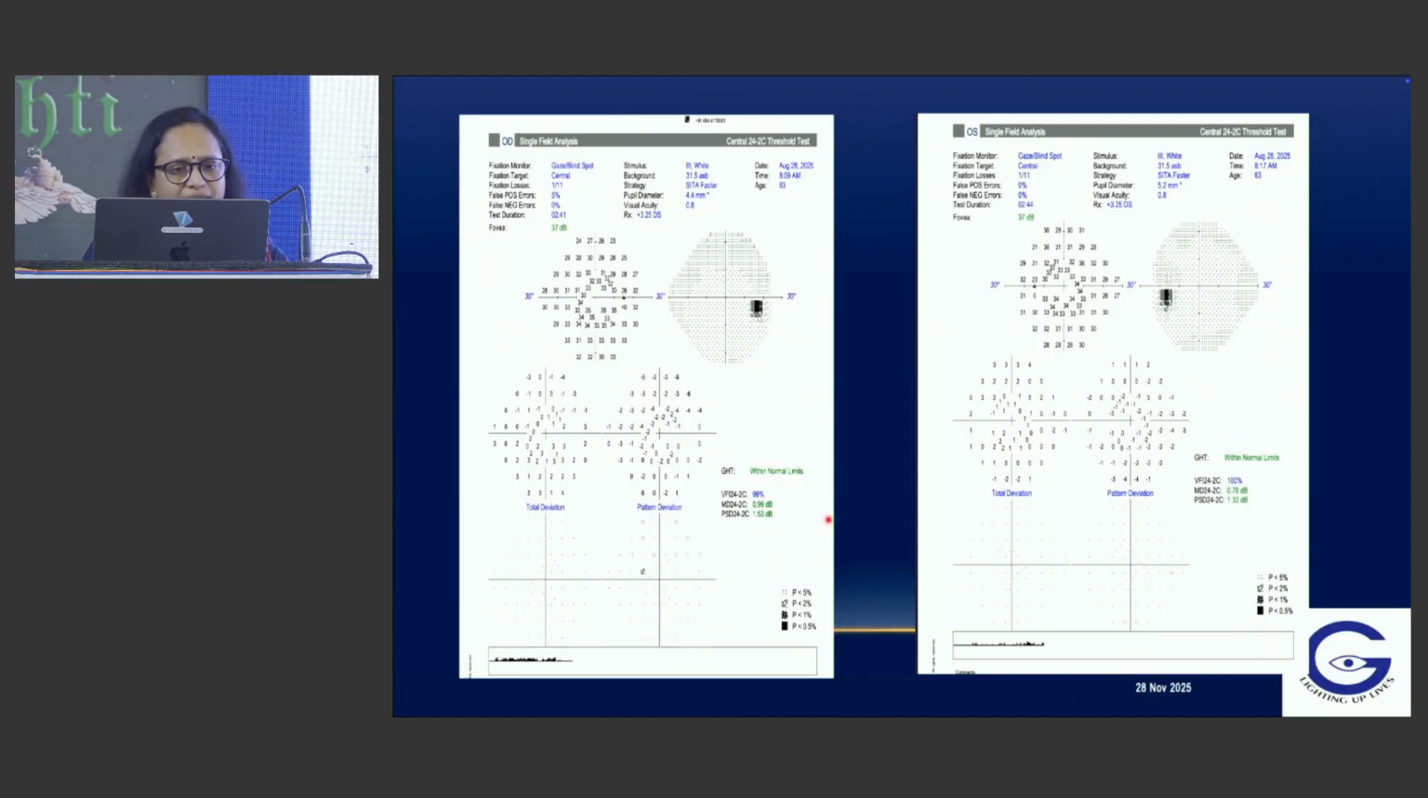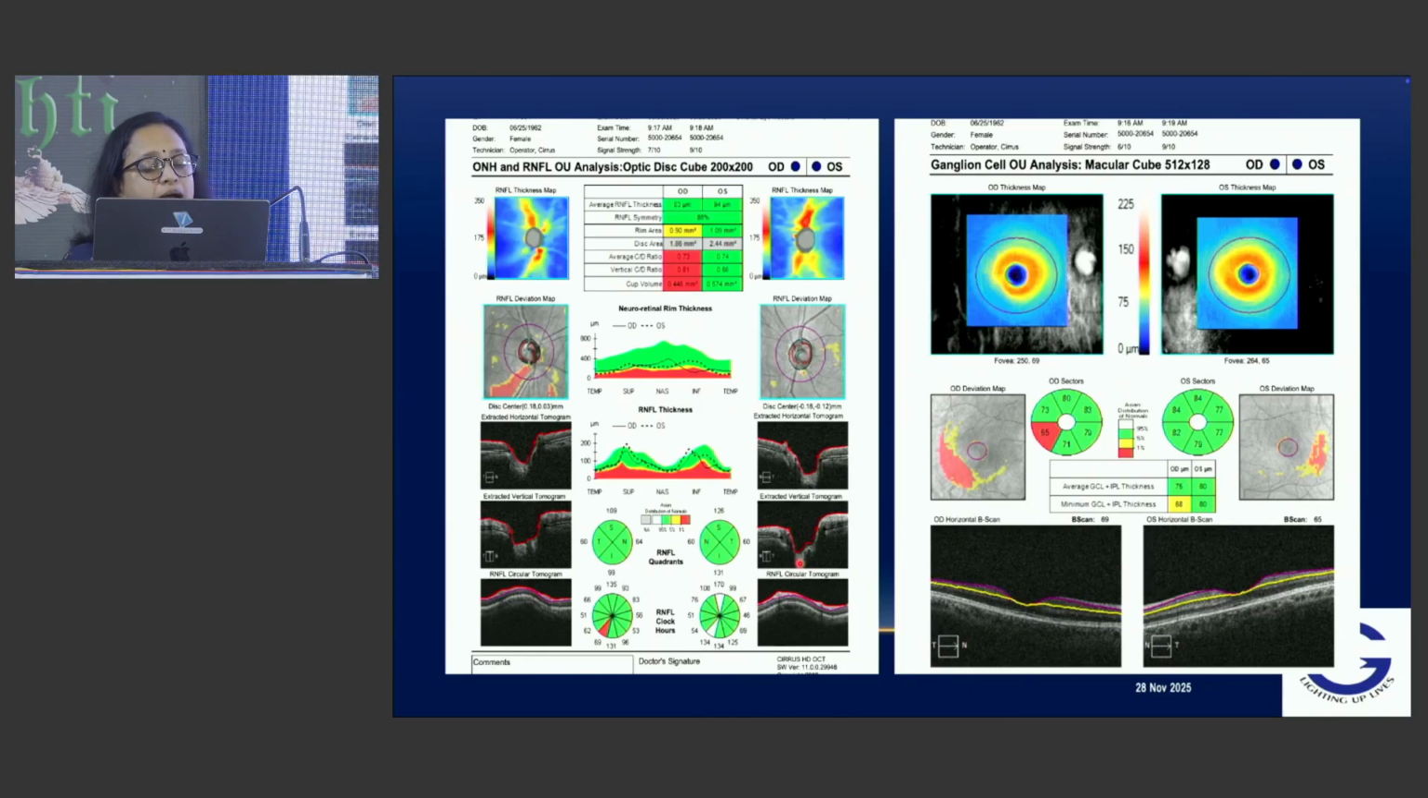However, the perimetry was relatively normal. In the pattern deviation, there were some scattered defects, but the total deviation was completely normal, so we cannot rely much on this. The OCT picked up this defect. It shows the inferior RNFL defect, and also the GCL is showing the inferior loss.